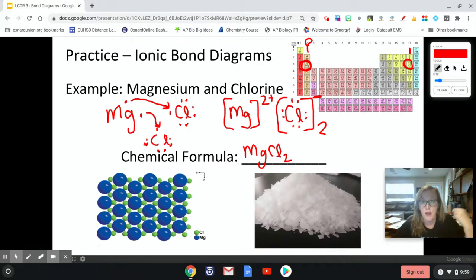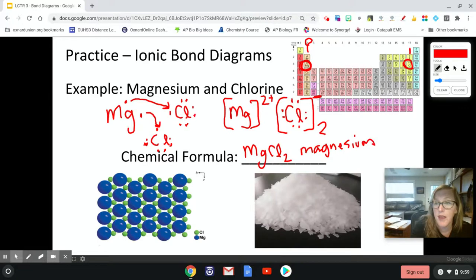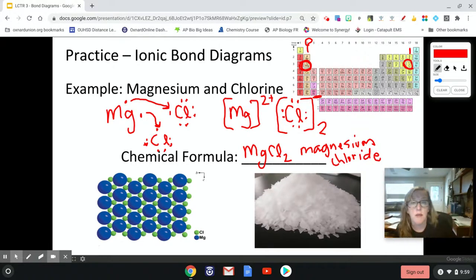MgCl2. Now, when we name it, we just follow those same rules as before. Name the metal just like it was, magnesium. Change the ending of the nonmetal to "ide." So it's called magnesium chloride.